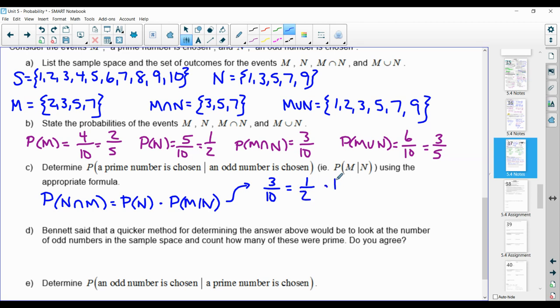times the probability of M given N. To solve, we're going to take the 3/10 and divide by the 1/2, and we have the probability of M given N being equal to 3/5.